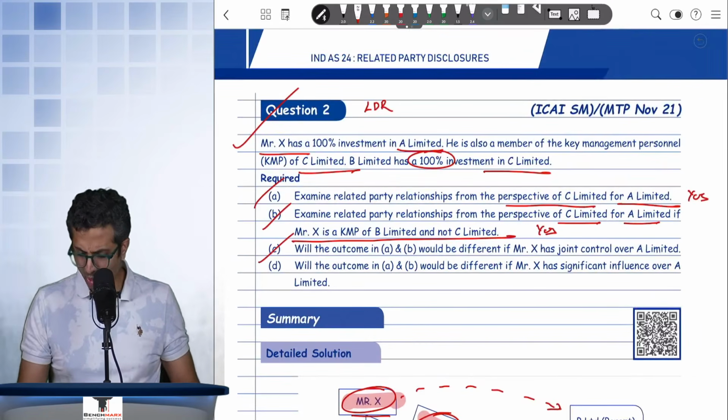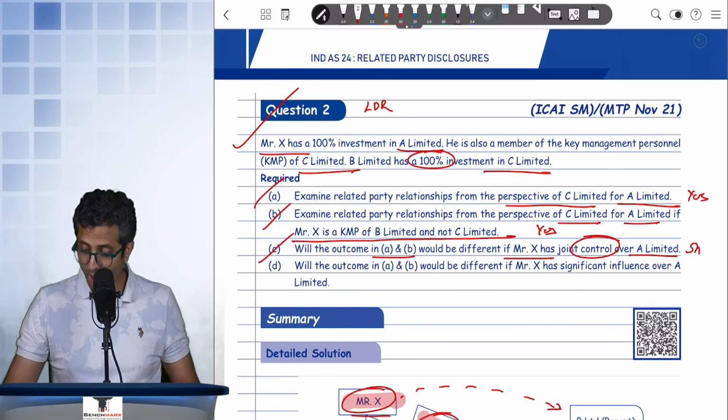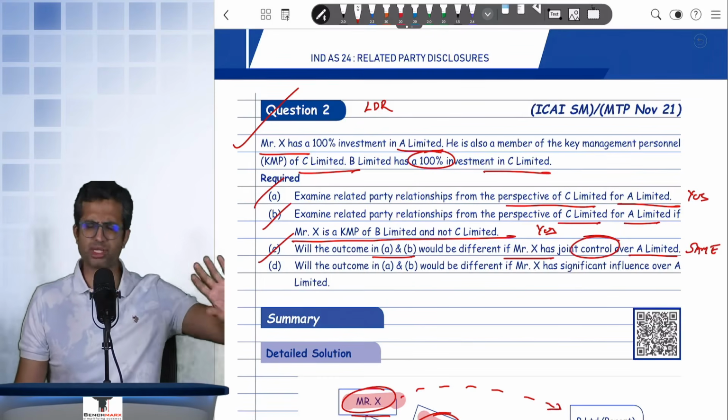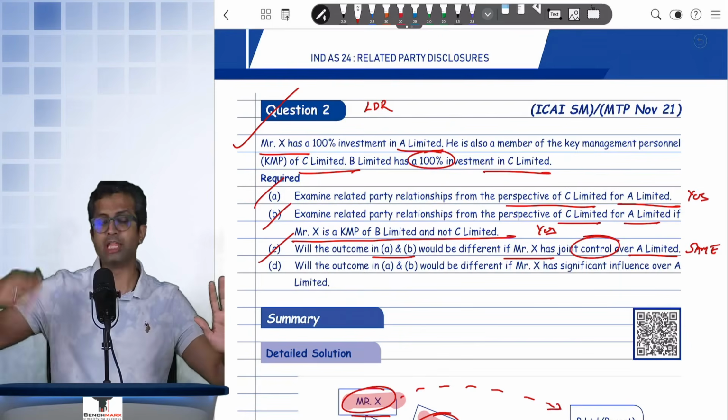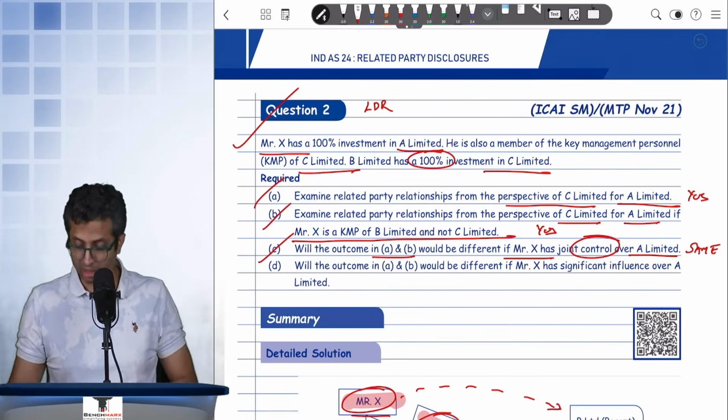Third, will the outcome of A and B be different if Mr. X has joint control over A? No, the outcome will still be the same, because you need to have control or joint control at one of the places. So even if instead of control there is joint control, that is fine. And then maybe a KMP at the other place will still work. There's still a related party relationship.